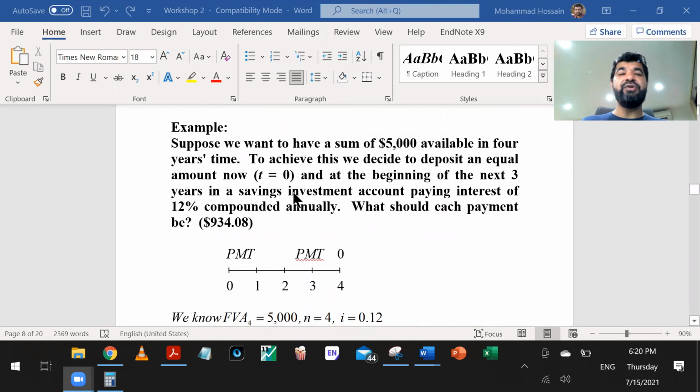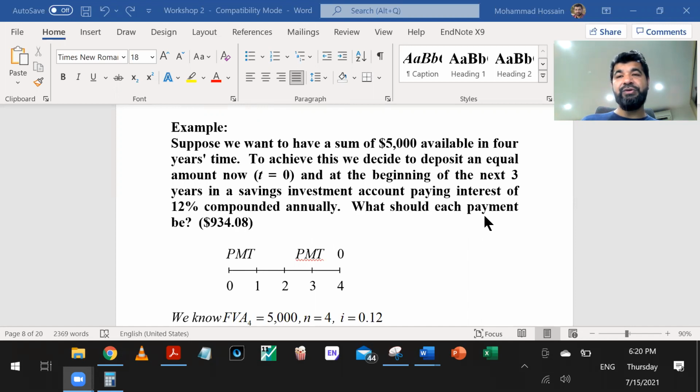It says, suppose we want to have a sum of $5,000 available in 4 years' time. I want to see that I have $5,000 available in 4 years' time. To achieve this, we decided to deposit an equal amount now, at 0. Your payment starts from 0. At the beginning of each of the next 3 years, in a savings investment account paying interest of 12% compounded annually. What should each payment be?